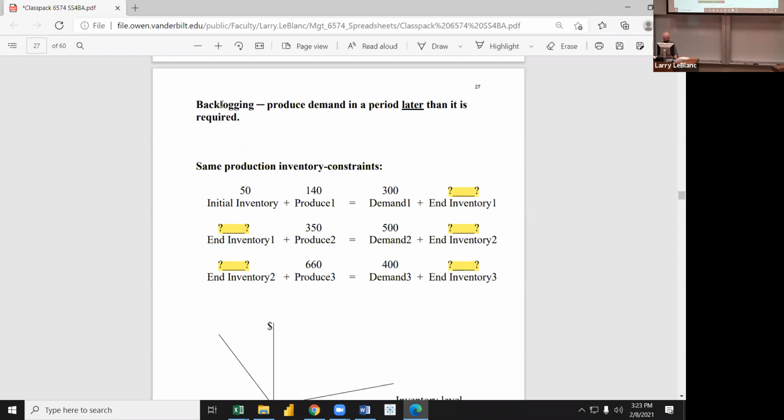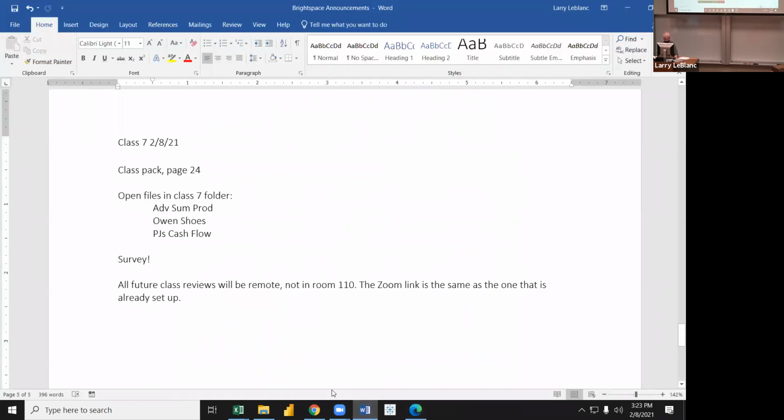And I want to show you that these work fine even when inventory becomes negative. Backlogging means you produce it eventually, but not on time. You produce it in a time period later than when it's needed. Please look at your copy of the class pack.